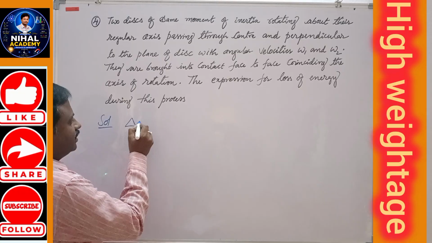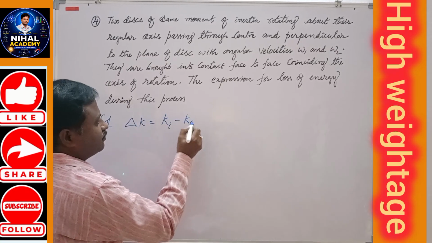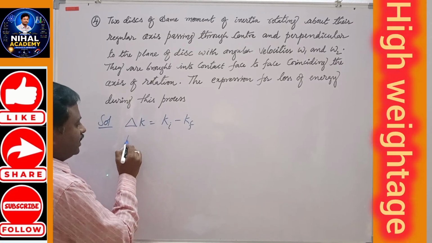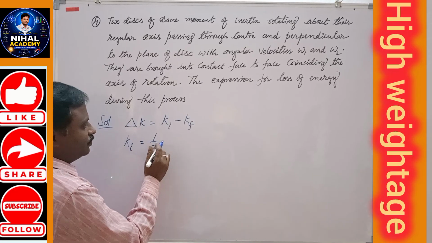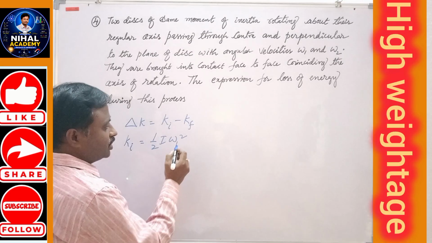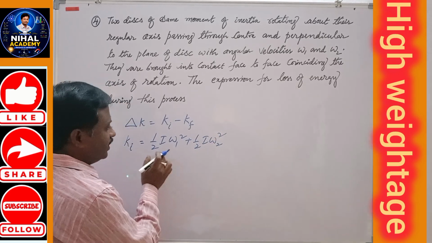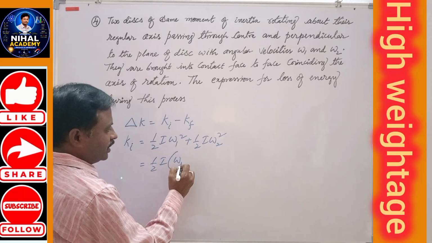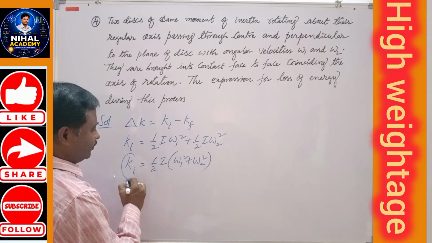Loss of energy we can write delta K is equal to Ki minus Kf. So Ki we have to calculate. The initial kinetic energy is equal to half I omega 1 square, since they are separated initially, plus half I omega 2 square. Here half I is common, so you can take half I out, then omega 1 square plus omega 2 square. So this is Ki.